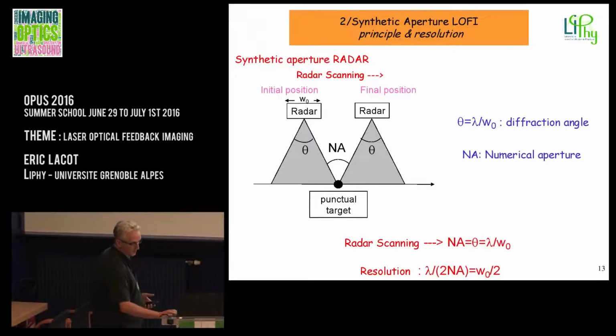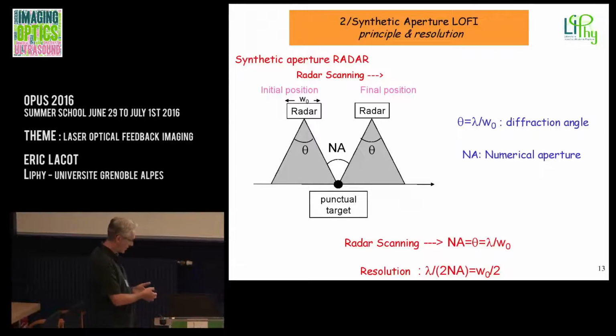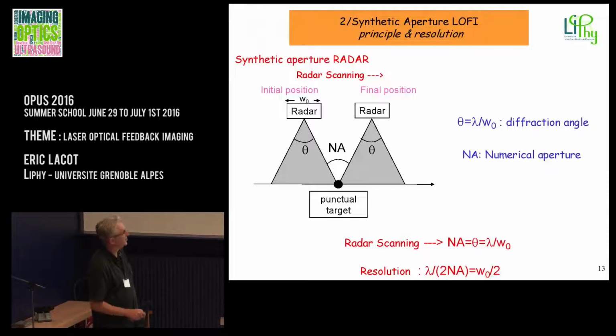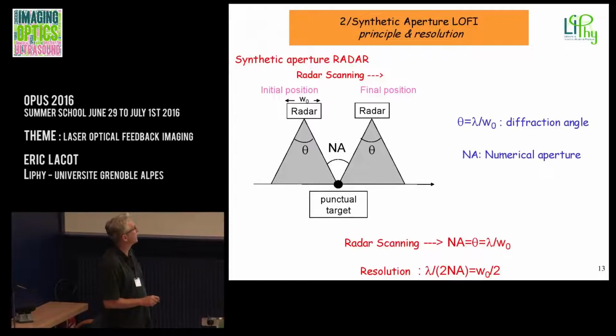And now if we define the resolution as a ratio between the wavelength and the numerical aperture, we obtain a resolution which is given by the size of the source. So in this experimental setup, it is interesting to notice that we have a resolution which is only given by the size of the source. So the resolution is independent of the distance between the punctual target and the source. The resolution is constant, whatever the distance between the punctual target and the source.